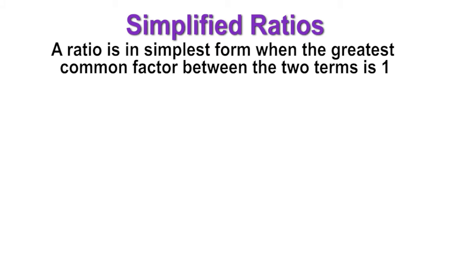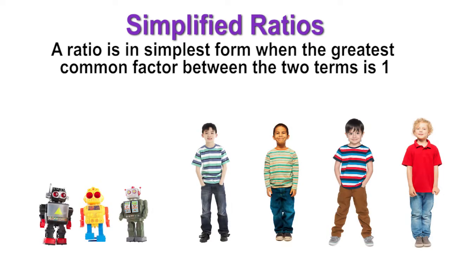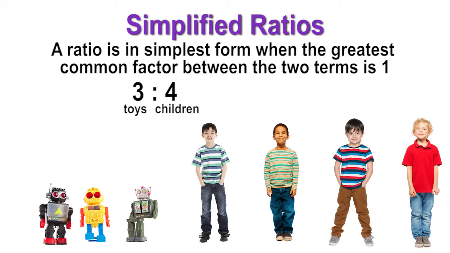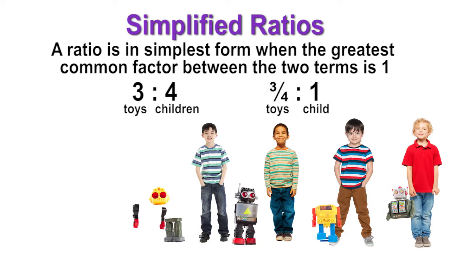Another item to note is when to use a simplified ratio. Working with simplified ratios can be useful. However, it may also not make sense. For example, the ratio of 3 toys for every 4 children has a rate of 3/4 per every 1 child.